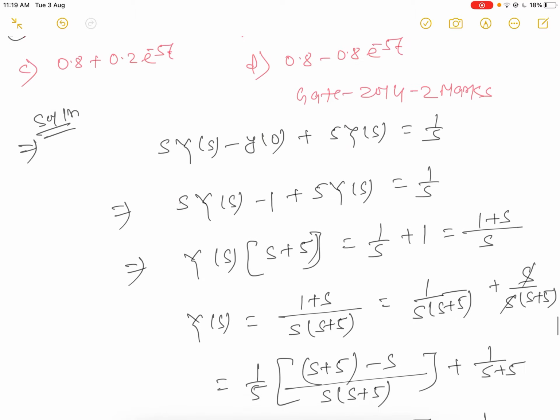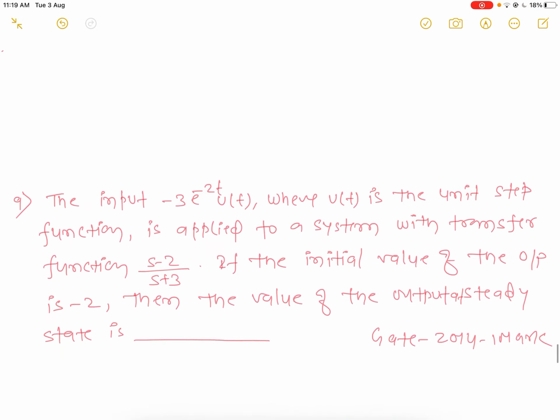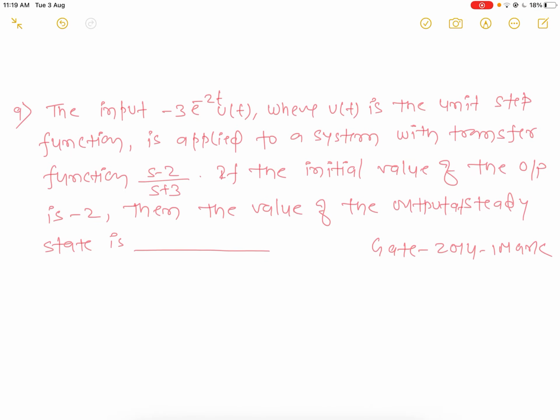Okay, now coming to the next question. The input minus 3 e to power minus 2t u(t), where u(t) is the unit step function, is applied to the system with transfer function (s minus 2) upon (s plus 3). If the initial value of the output is minus 2, then the value of the output at steady state is? Steady state means t tends to infinity, we have to find that out.